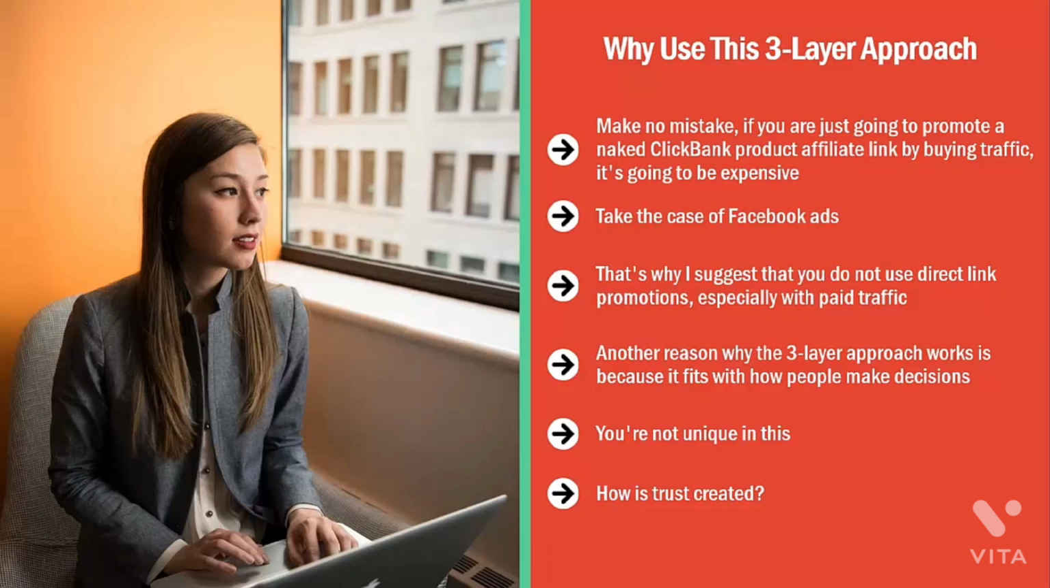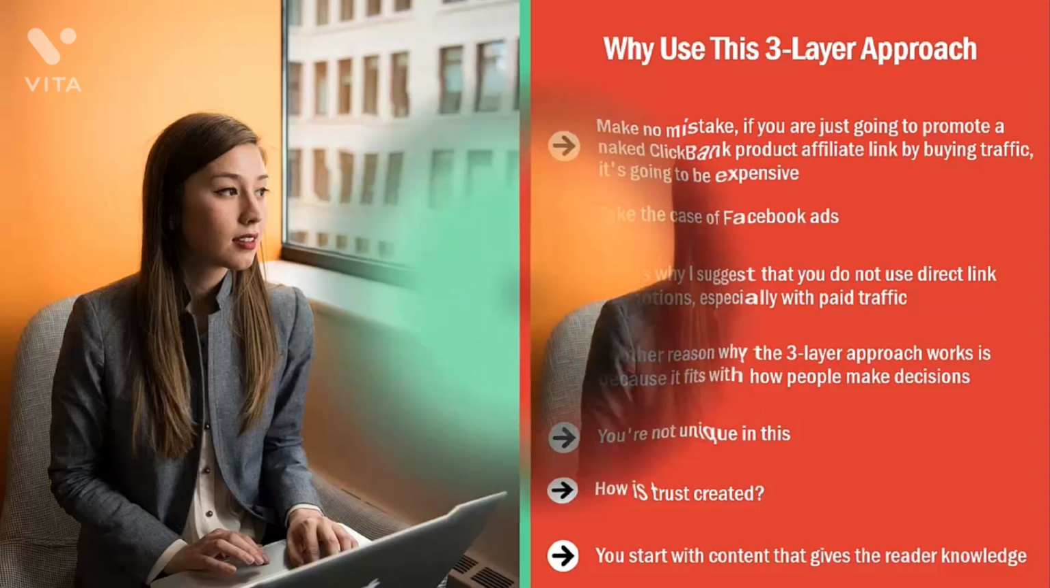For us to like these options, we must feel that we know enough about what's out there. This is precisely how the 3-layer content marketing approach I've described works. You start with content that gives the reader knowledge. Now they're not looking to become experts in the product category you are promoting. Instead, they just want to know if you understand where they're coming from. They just want to know if you are credible and authoritative enough to have a grasp of the problem they are struggling with. This content establishes your authority.